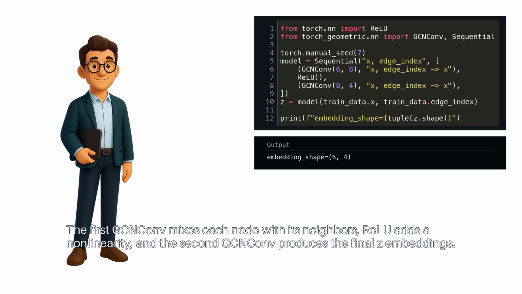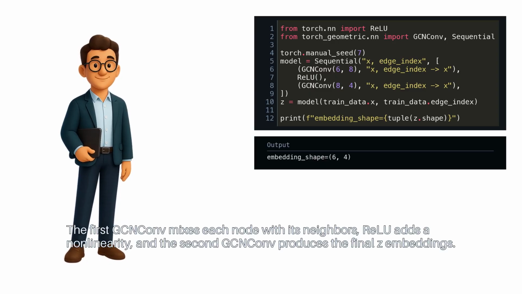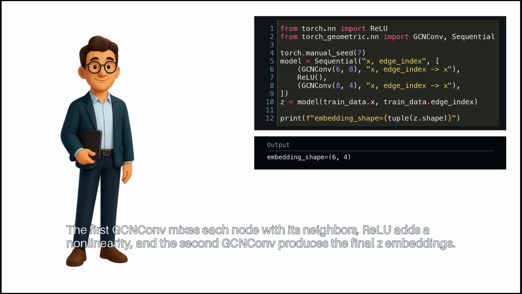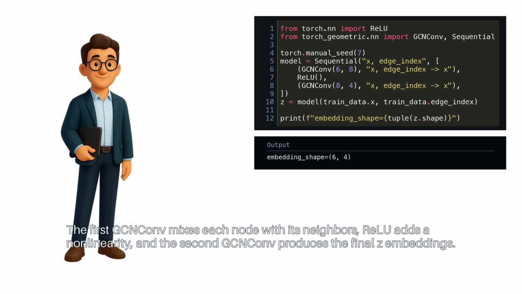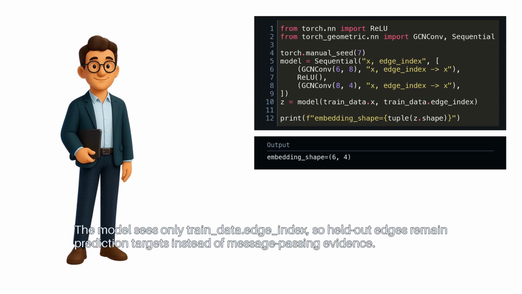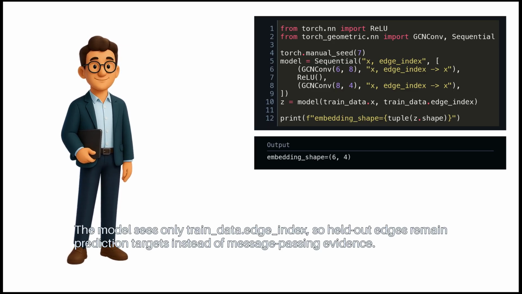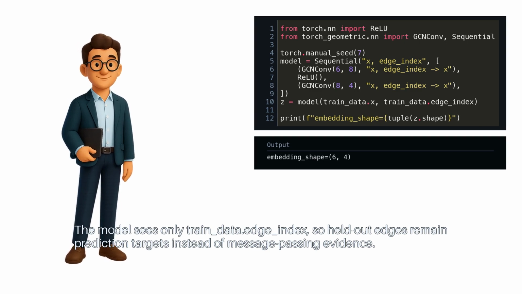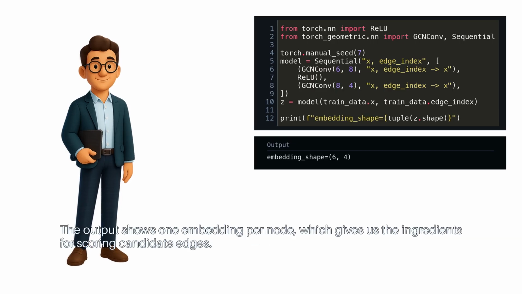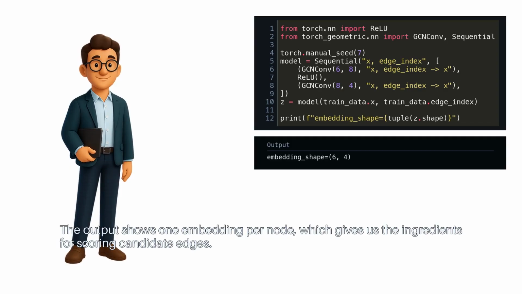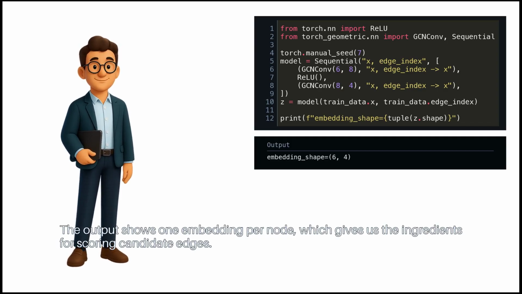The first GCNConv mixes each node with its neighbors. ReLU adds a nonlinearity, and the second GCNConv produces the final Z embeddings. The model sees only train_data.edge_index, so held-out edges remain prediction targets instead of message passing evidence. The output shows one embedding per node, which gives us the ingredients for scoring candidate edges.